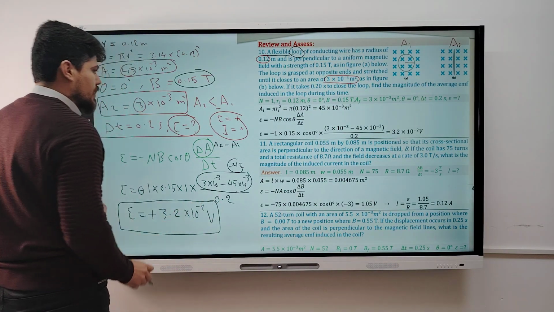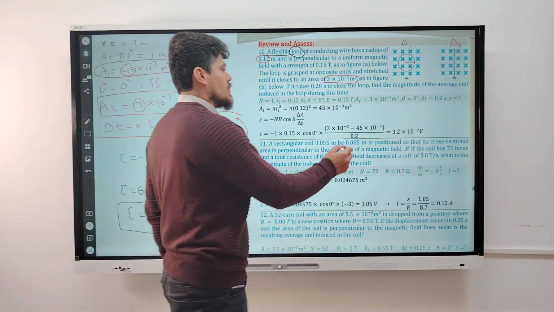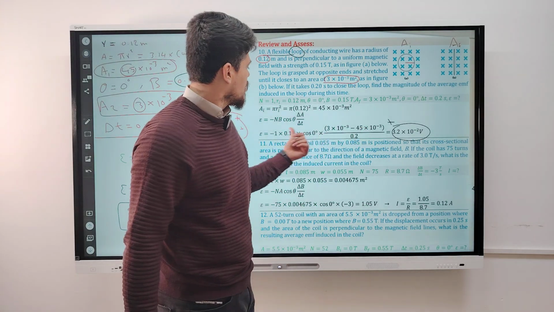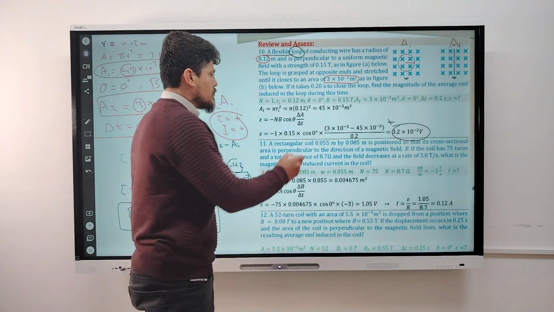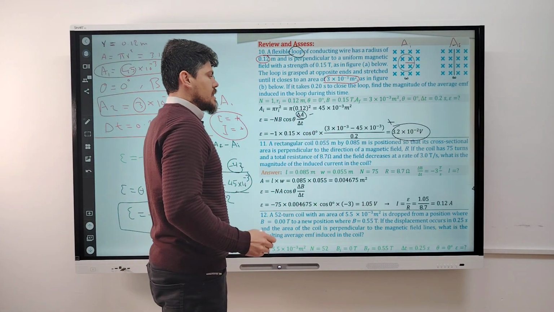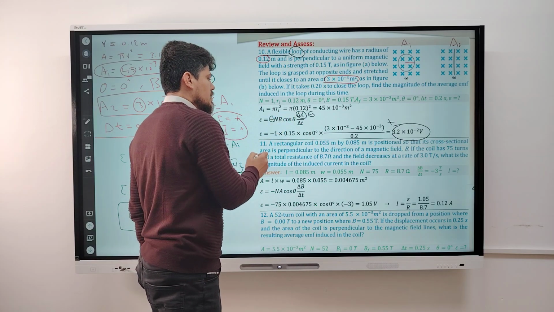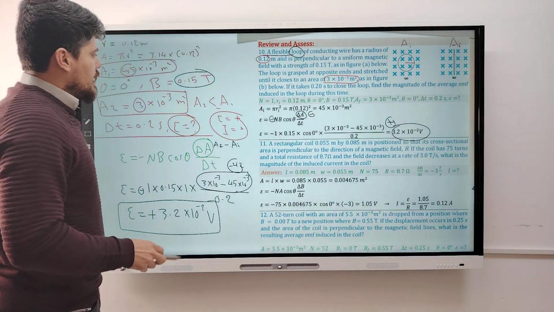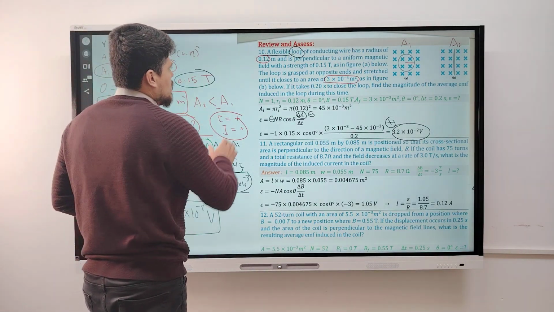By calculator, you can get the final result of the induced EMF. And as you can see, the final result of EMF is positive. Why? Because delta A is negative, and negative times negative is positive. Okay? So this is question 10.